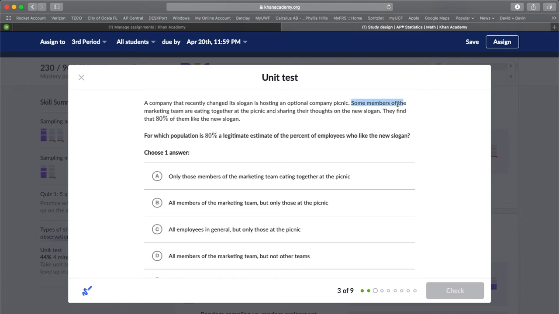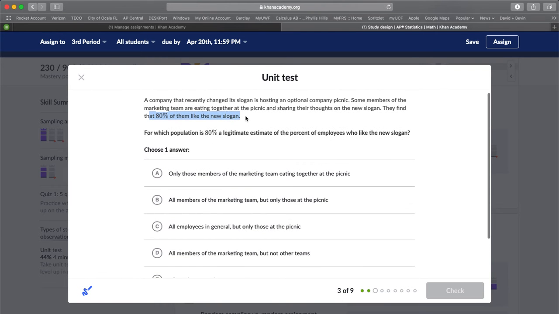Some members of the marketing team are eating together at the picnic, so evidently there's an optional company picnic. That's a key phrase there. So we're at an optional company picnic, and we're looking at the marketing team at that optional picnic, sharing their thoughts on the new slogan, and they find that 80% like the new slogan. Well, the idea is the only people we can generalize to are all of the marketing team at the picnic.